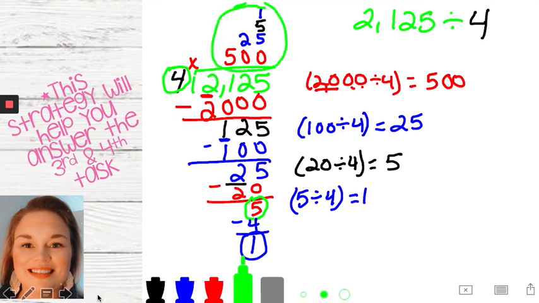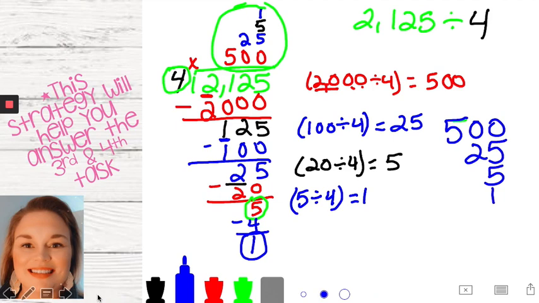Now, these partial quotients must be added to get your final quotient for this problem. And we will line it up based on place values, greatest to least. So when I look at my ones column, I have 5 plus 5 plus 1 is 11, and I regroup my 1 to the tens. 2 plus 1 is 3, and 5 plus 0 is 5. But I cannot forget my remainder of 1. So my final quotient is 531, remainder of 1.